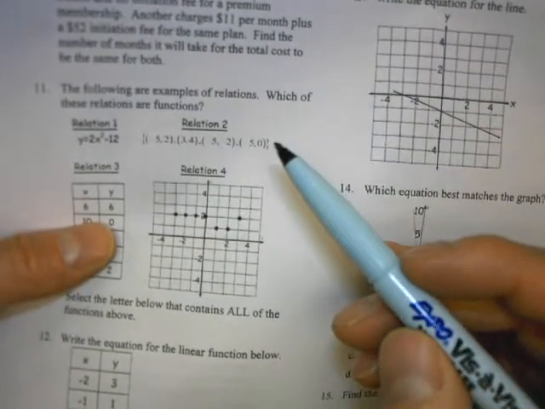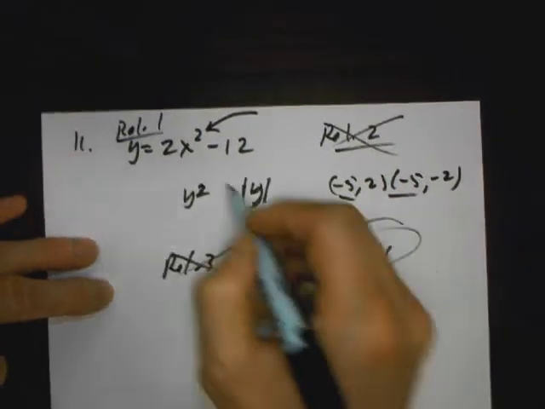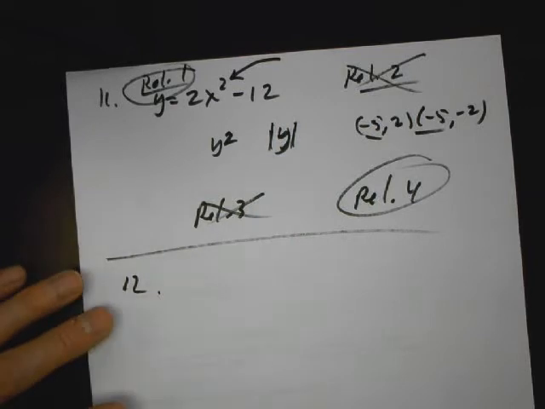And the last one, we're going to do the vertical line test. If it only hits it once everywhere, then it is a function. So the answer for this one was relation 4 and relation 1. Those are functions. Number 12.